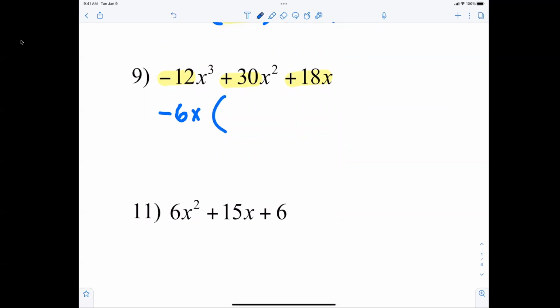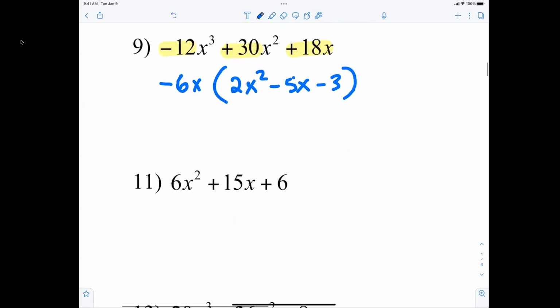Divide numbers, subtract exponents. So negative 12 divided by negative 6 is 2x squared. Dividing 30 by negative 6 gives negative 5x. 18 divided by negative 6 is 3. There you have it. All right, now this one's a little bit harder to factor.